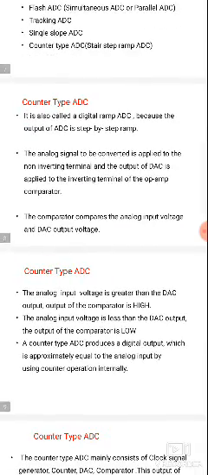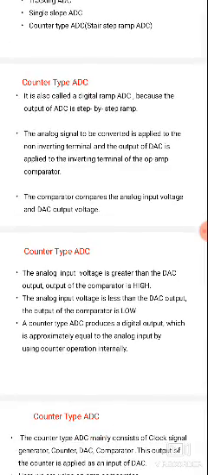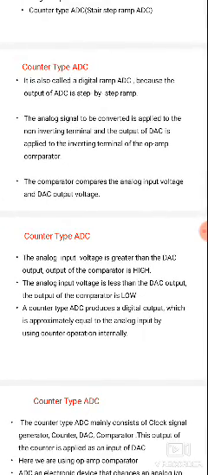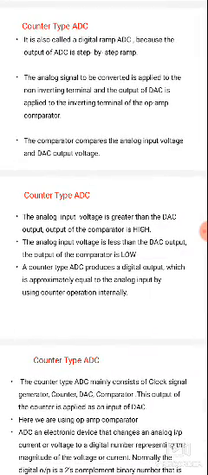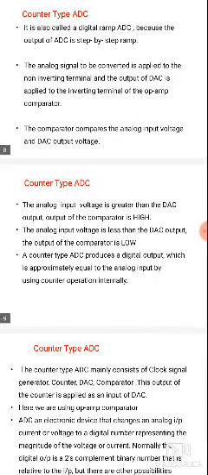In the counter type, it is a simple circuit. It is built using an op-amp comparator. After that, an AND gate is connected to a counter, and the counter output is connected to a digital to analog converter, and the DAC output is again applied to the comparator. So the comparator has 2 inputs: one is the analog input and the second one is the DAC output. The non-inverting terminal is connected to the analog input voltage, and the inverting terminal of the op-amp is connected to the DAC output.